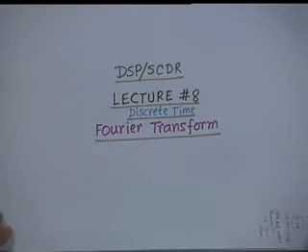Discrete time Fourier transform. As I have already told you, we shall omit discrete time. We shall simply call it Fourier transform. In the last lecture, we had discussed in detail difference equations, and I told you that difference equations can be solved in two manners.